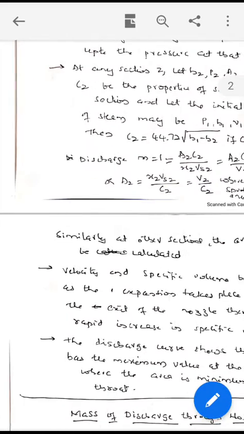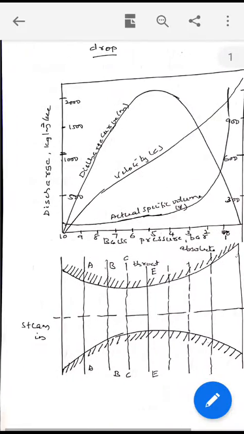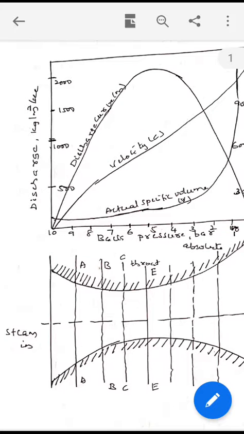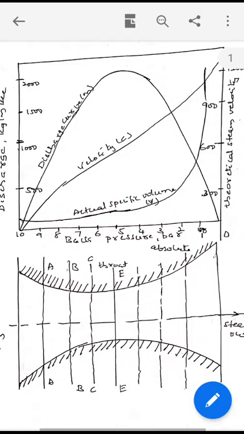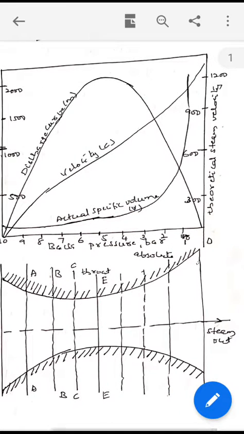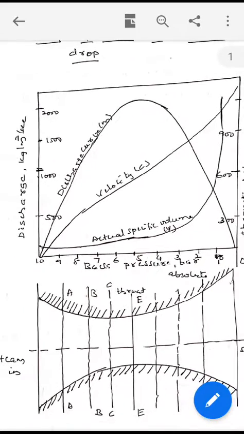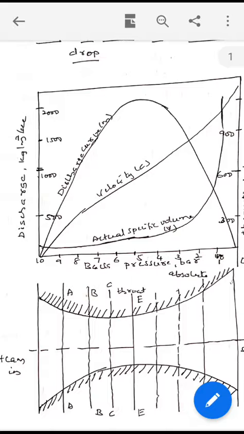The variation of velocity, specific volume and discharge is shown with respect to pressure ratio. It is found that both velocity and specific volume increase with respect to pressure ratio, and specific volume increases rapidly at the end of the nozzle. And discharge increases up to a certain value of pressure ratio and then it decreases and becomes 0.